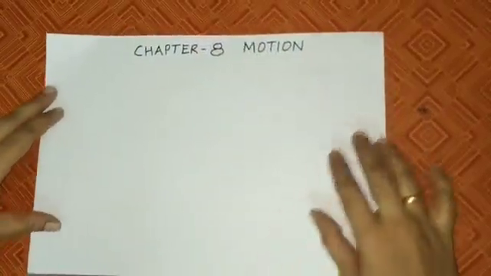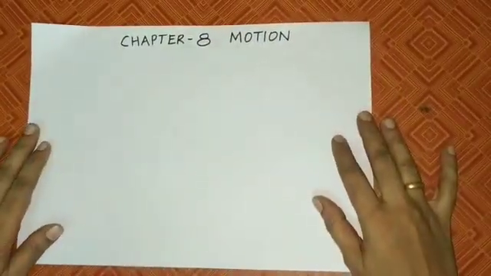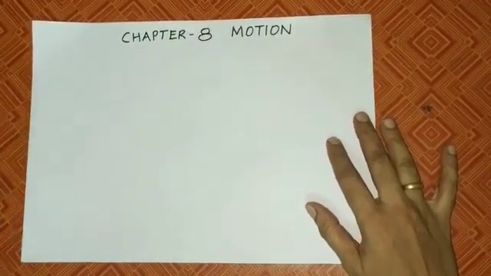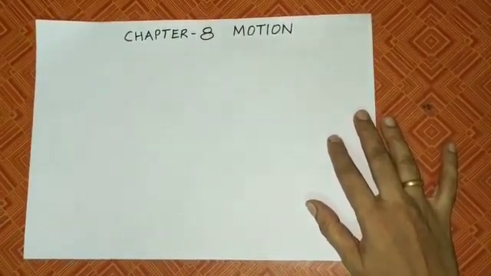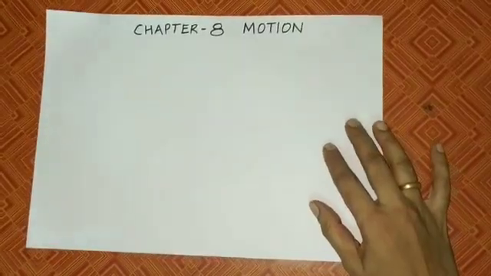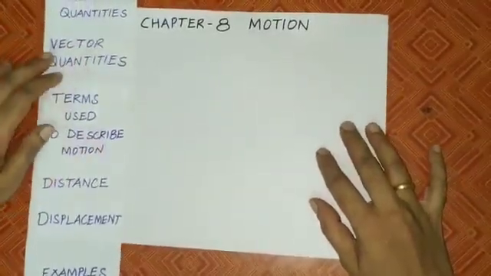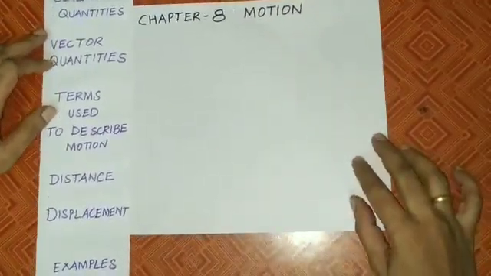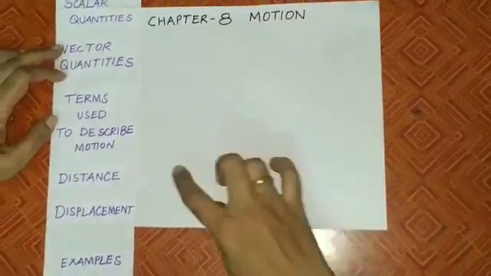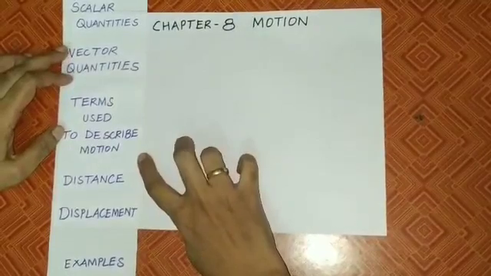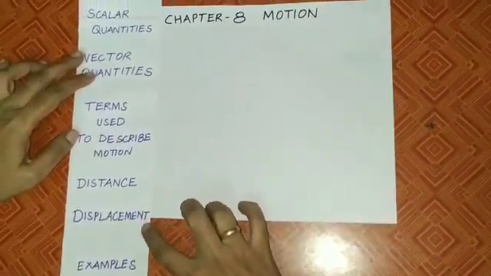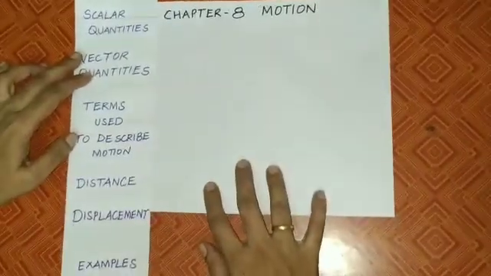See the second module of motion lesson. In the previous video, we learned to define the term motion, and in this session, we are going to learn scalar and vector quantities and the terms used in describing motion, that is distance and displacement, in detail with examples.